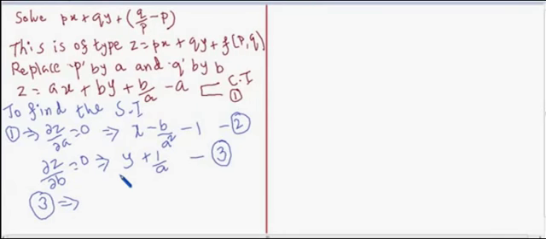From 3, we equate this to 0. So 1 by a is equal to minus y, so a is equal to minus 1 by y. Let us take this as equation number 4.